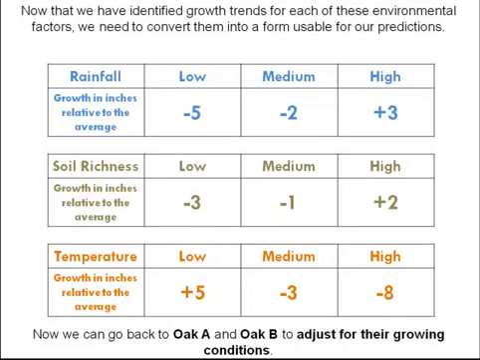For example, we found that oak trees that experienced low rainfall tended to have 5 fewer inches of growth compared to the average oak tree in the region. Trees with medium rainfall tended to have 2 fewer inches of growth, and trees with high amounts of rainfall tended to have 3 more inches of growth compared to the average. This table shows the adjustments made for all 3 environmental conditions.